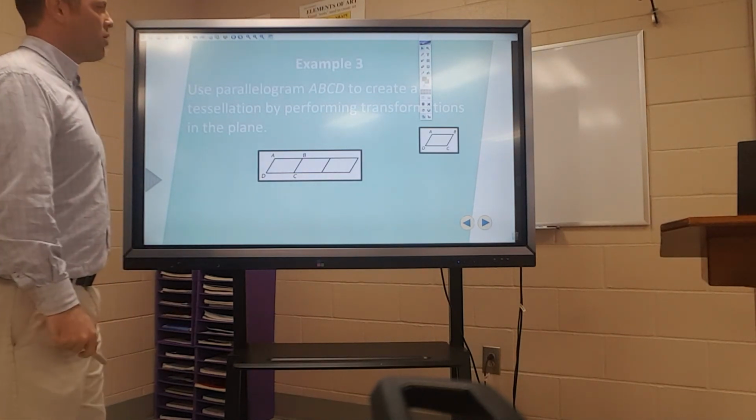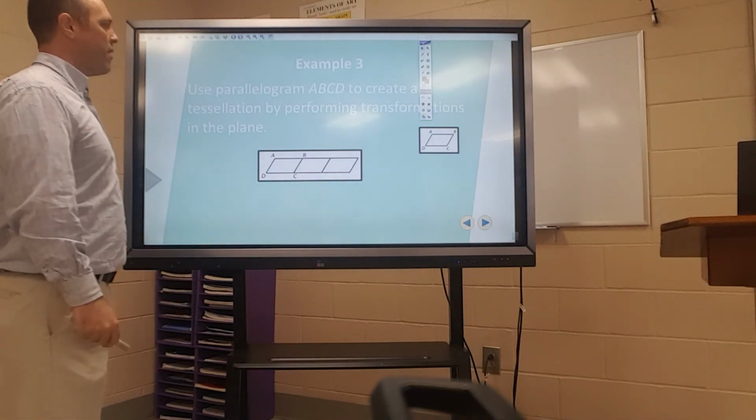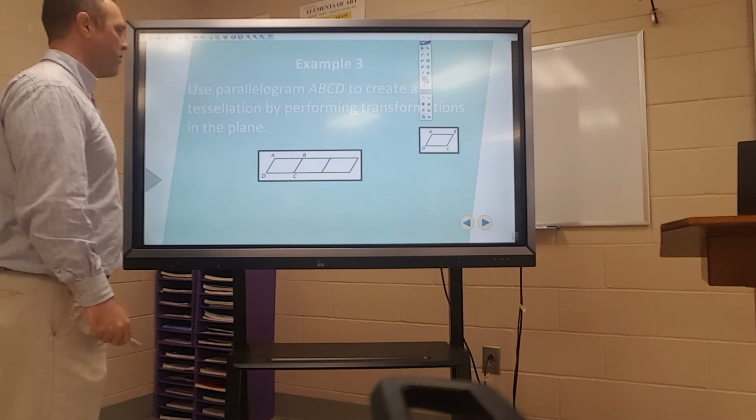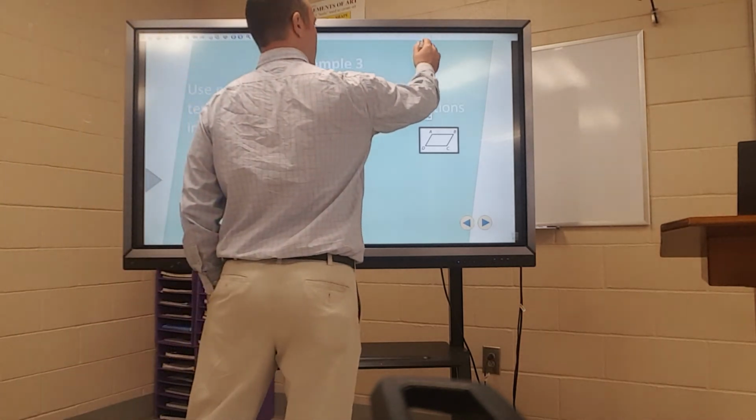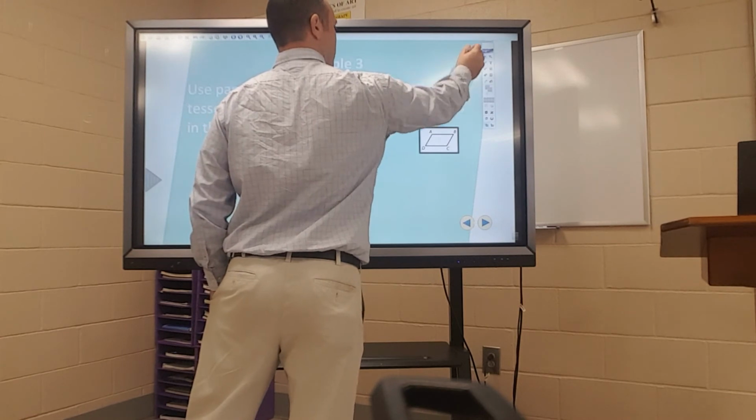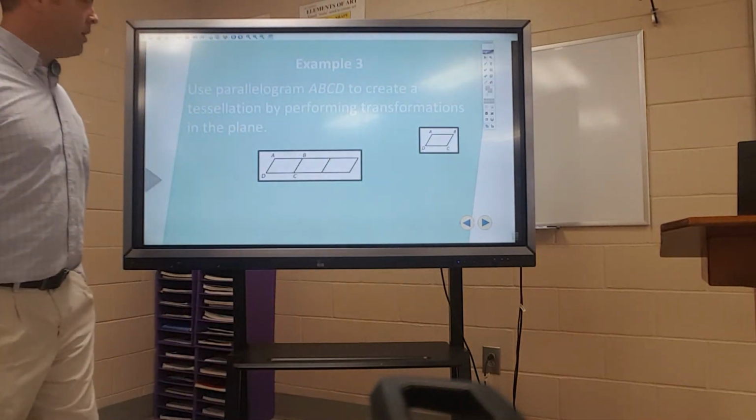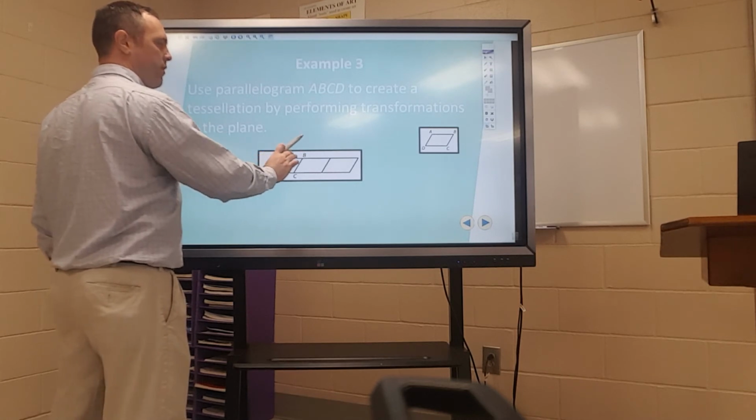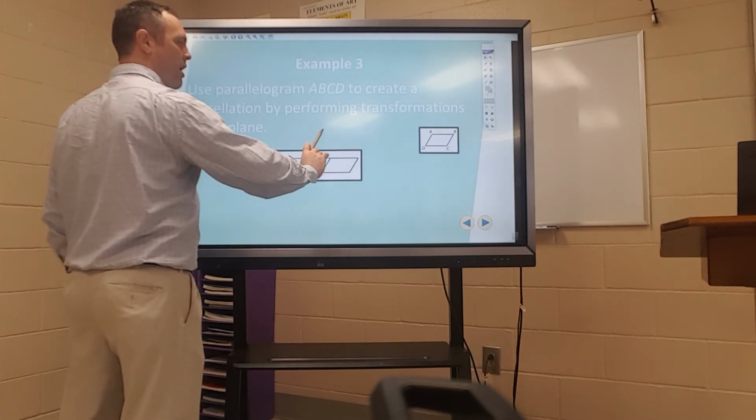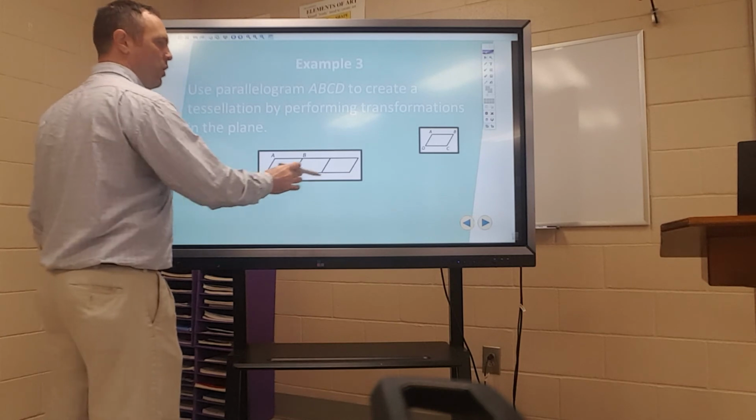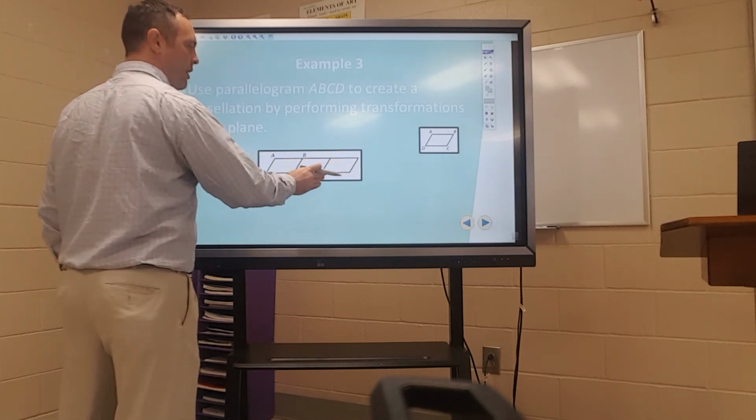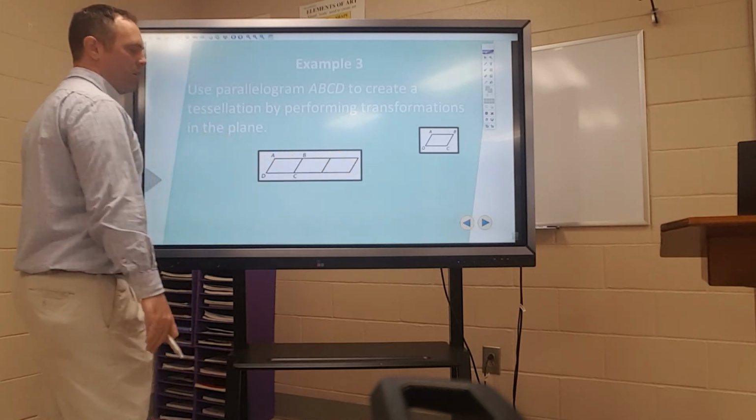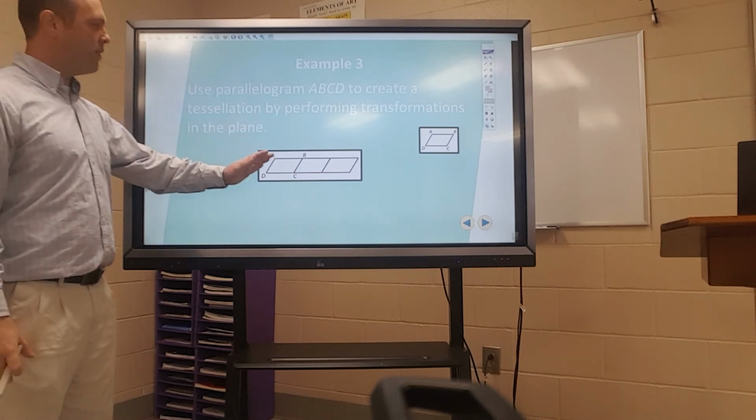All right, example number 3. Use a parallelogram ABCD to create a tessellation by performing transformations in the plane. They give us this figure right here, this parallelogram. What would we do here? Here we have a translation where you could slide the figure and put it right beside each other, and then put that one right beside it. Now, I could shift it down and continue it to make it look just the same way, and it all would be going this way.